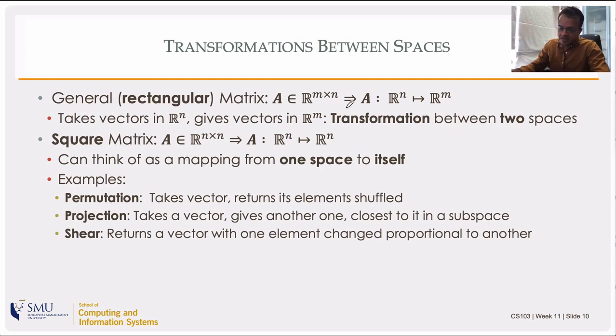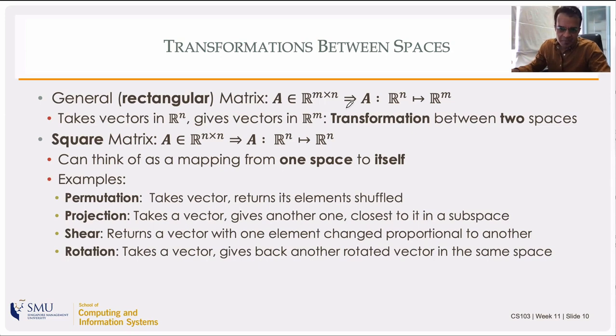Then there's another class of matrices, an operation that does what they call shearing. It returns a vector with one element changed proportional to another element. So we will see an example, then you will understand what I mean by that. What it will do is take something like a unit square and give you a parallelogram that is actually a squashed version of the unit square. So that's why it's called shearing.